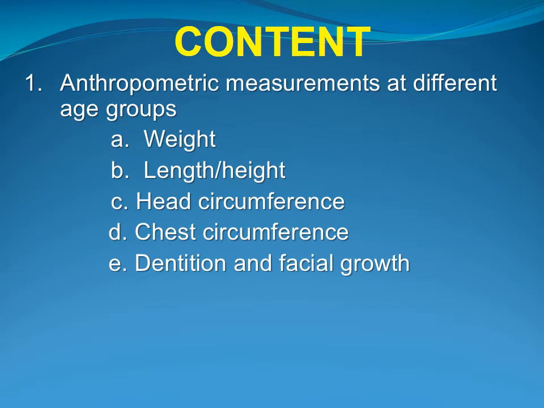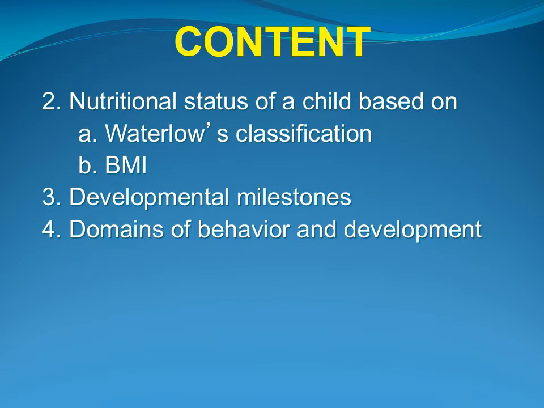Now, what are the contents of these objectives? 1. Anthropometric measurements at different age groups, which include weight, length or height, head circumference, chest circumference, dentition, and facial growth. The nutritional status of a child based on Waterloo's classification and the body mass index. Developmental milestones and the domains of behavior and development.